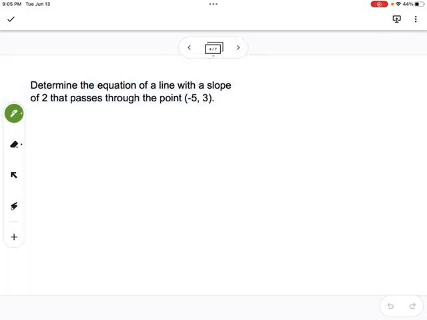Next, determine the equation of a line with a slope of 2 that passes through the point negative 5, 3. So we want an equation of a line, which is our y equals mx plus b. To have our equation of a line, we would need a value for m and for b. So what we notice in the question here, it gives us a slope of 2, so our m is 2. But it doesn't give us our y-intercept.